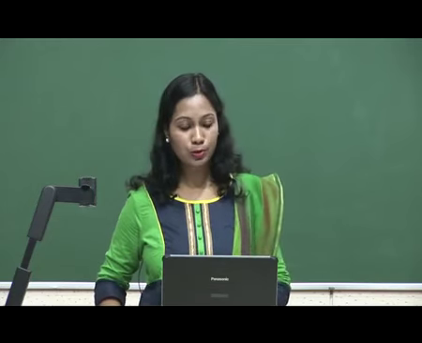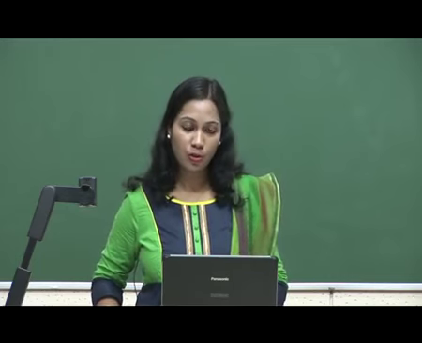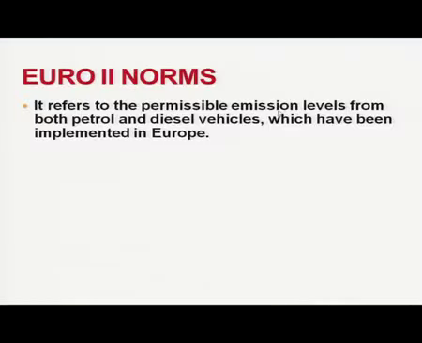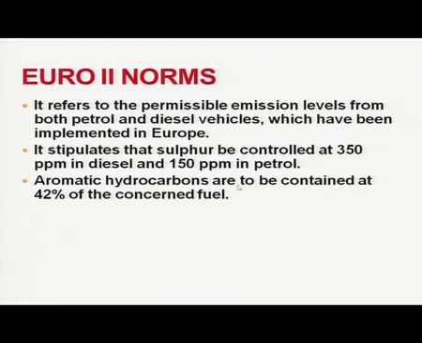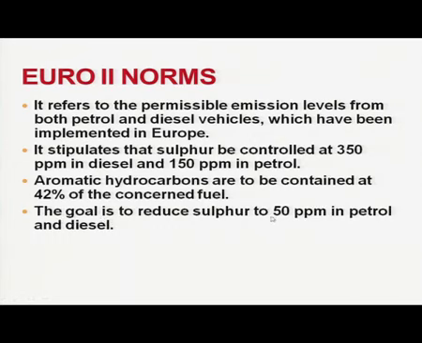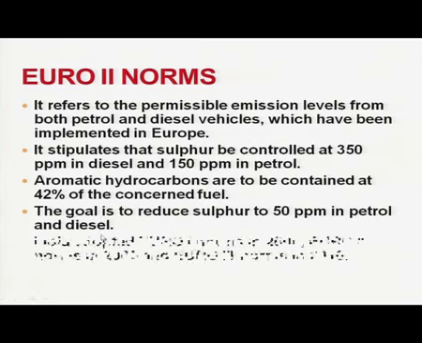Now, in order to control air pollution, we know that new auto fuel policies have been formulated. For example, the Euro 2 norms which have been mentioned in your book. It refers to the permissible emission levels from both petrol and diesel vehicles which have been implemented in Europe. So, the name Euro comes from Europe. It stipulates that sulfur be controlled at 350 ppm in diesel and 150 ppm in petrol. ppm is parts per million. Aromatic hydrocarbons are to be contained at 42% of the concerned fuel, and the goal is to reduce sulfur to 50 ppm in petrol and diesel.